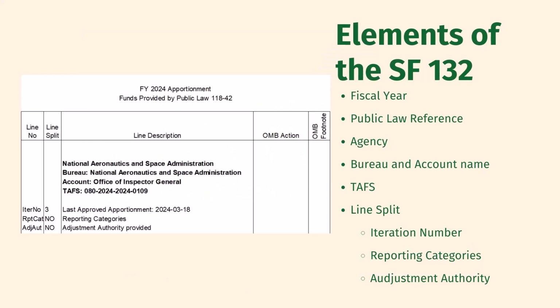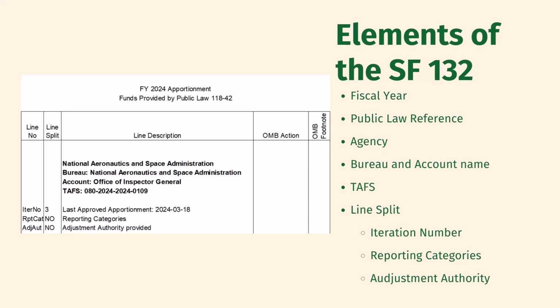Here's the constitutional framework. Congress creates laws that provide budget authority to spend taxpayer money. The executive branch through OMB then divides that budget authority among agencies via apportionment. Critically, the total of all apportionments cannot exceed what Congress appropriated. This ensures that the executive branch can't spend more than Congress authorized.